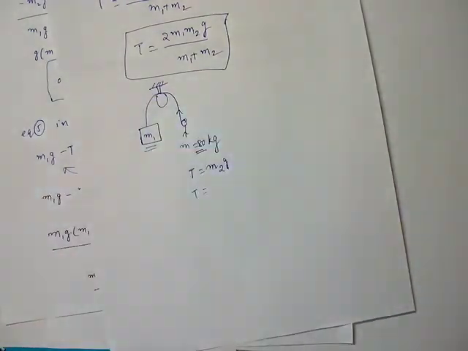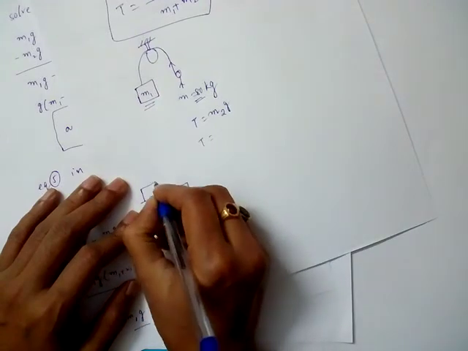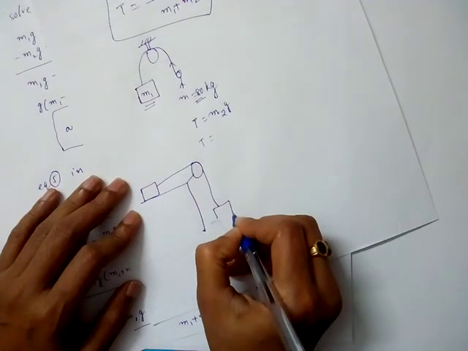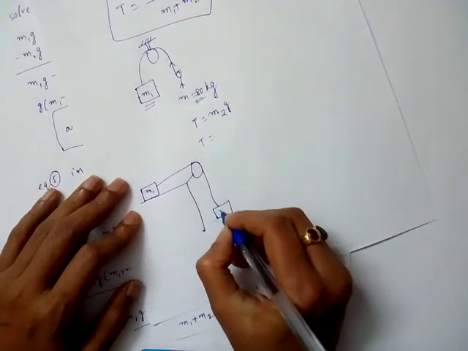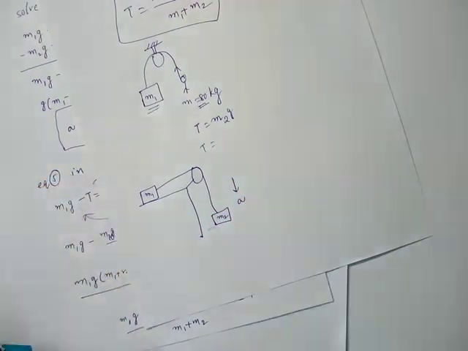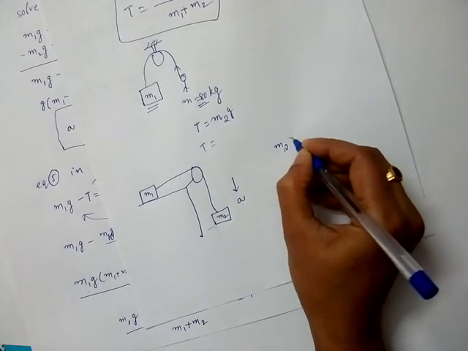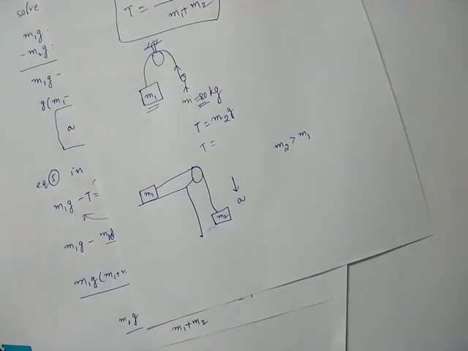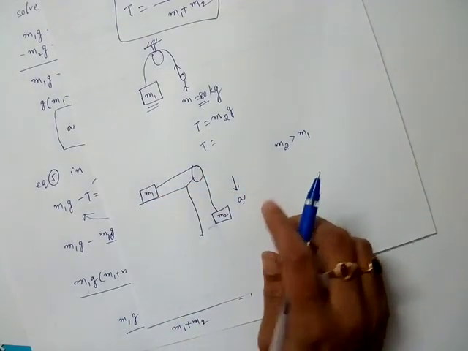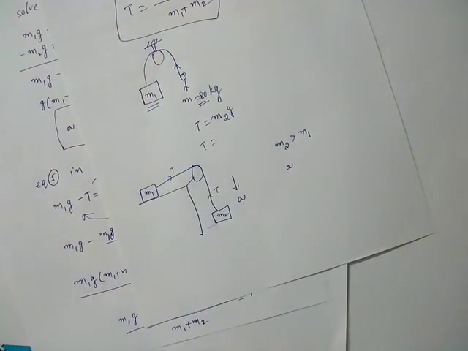Okay, next we will see when the two blocks are connected like this. Here is the pulley and one block is like this. So M1, M2. Okay, if acceleration is given downwards here. Okay, by acceleration you will understand M2 is greater than M1. Okay, so in this case, how do you draw free body diagram and how do you get acceleration value and tension developed in the string? We'll see in the next video.